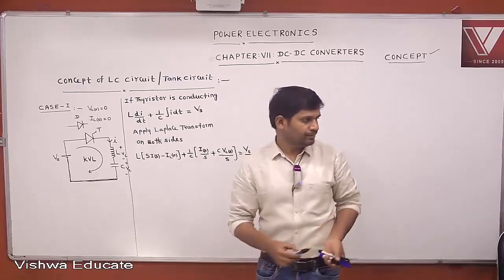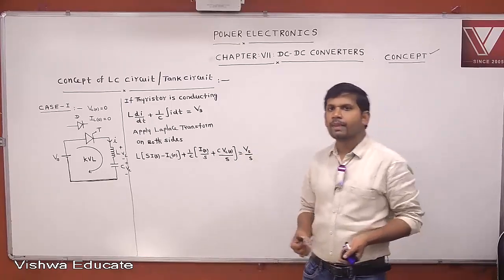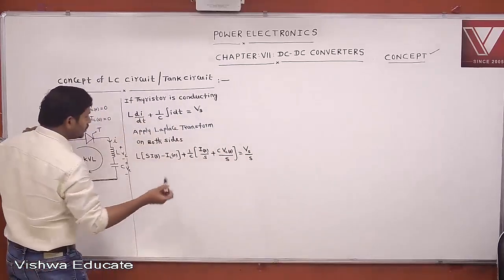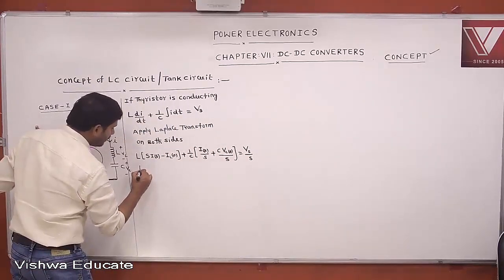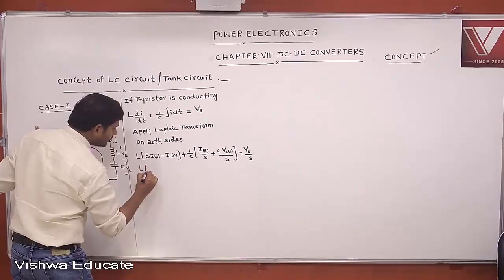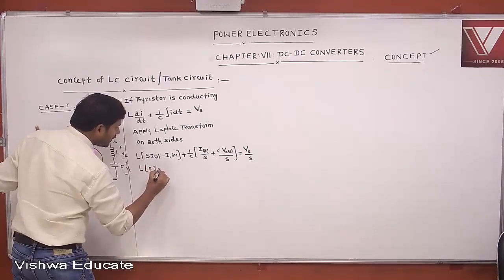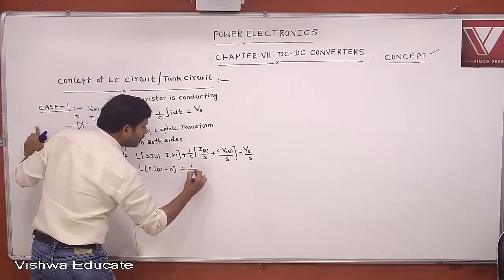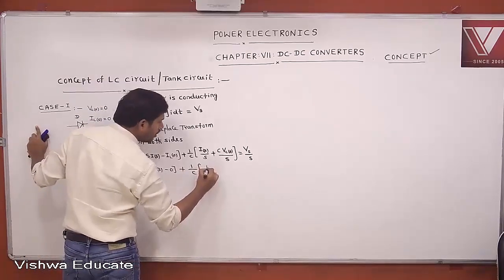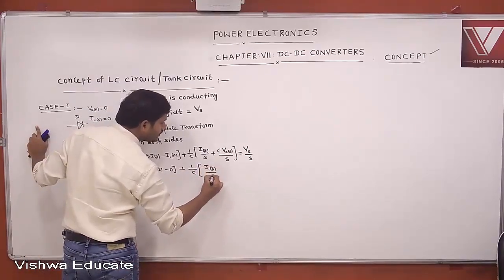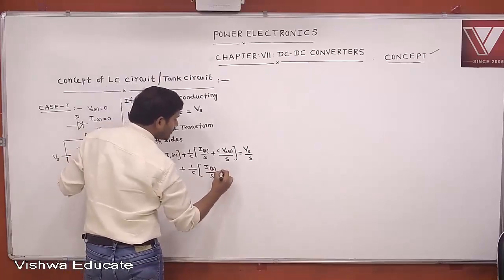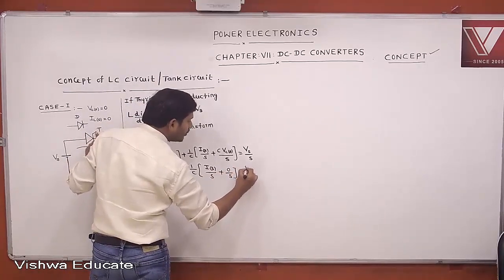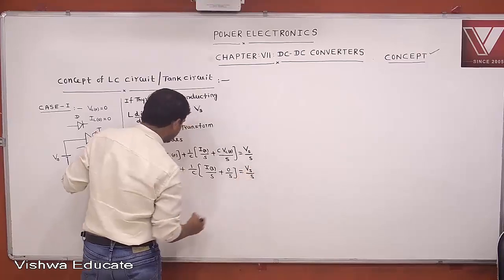Now take the Laplace transform, then apply the initial conditions. What is IL of 0? It is 0. Then L into S into I of S minus 0 plus 1 by C into I of S by S plus 0 by S is equal to Vs by S.